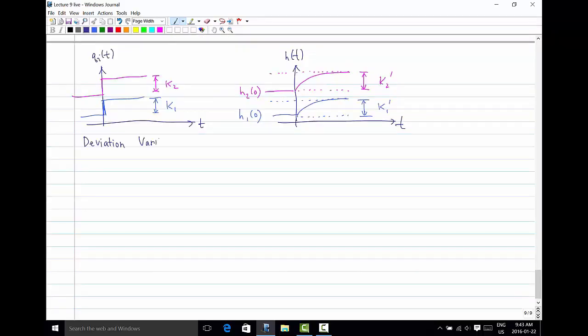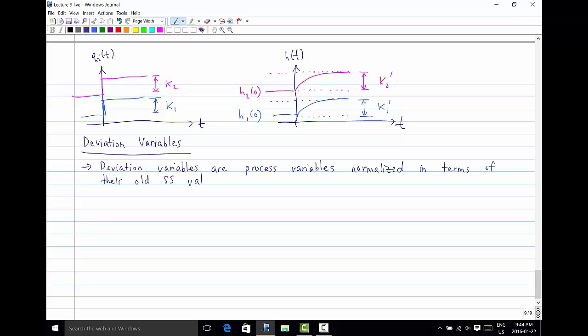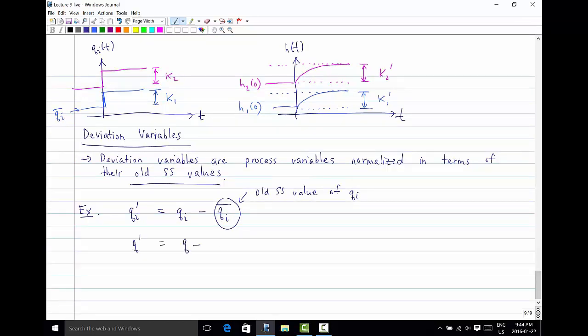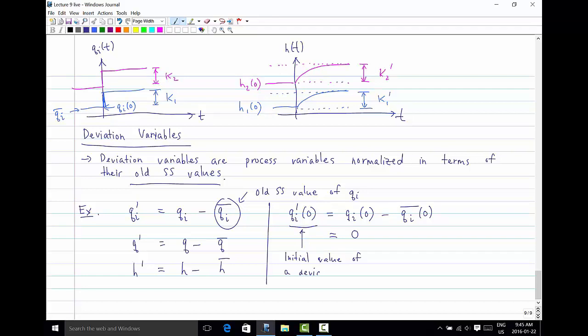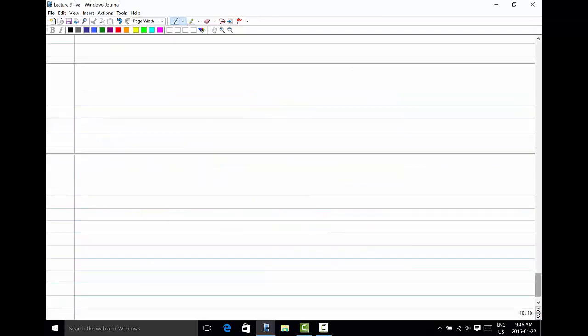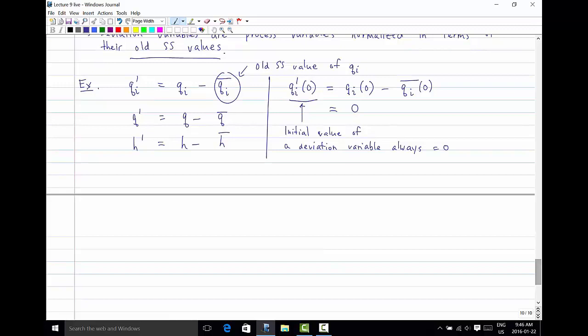Finally, let's look at the concept of deviation variables. Deviation variables are defined as the process variables themselves normalized in terms of their old steady-state values. By normalized, it is meant that the original value of these variables is subtracted by the old steady-state value of the variables. The deviation variable is denoted with a prime symbol that is almost the same as the symbol used for differentiation. Notice that by definition, the deviation variable evaluated at time 0 is 0, because the steady state value is the same as the value of the variable of interest at time of 0.